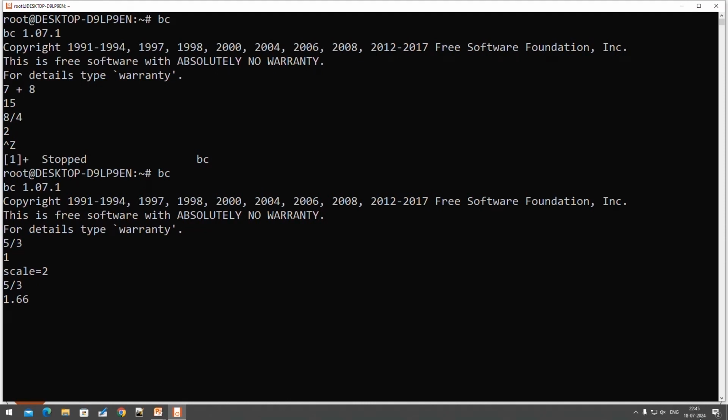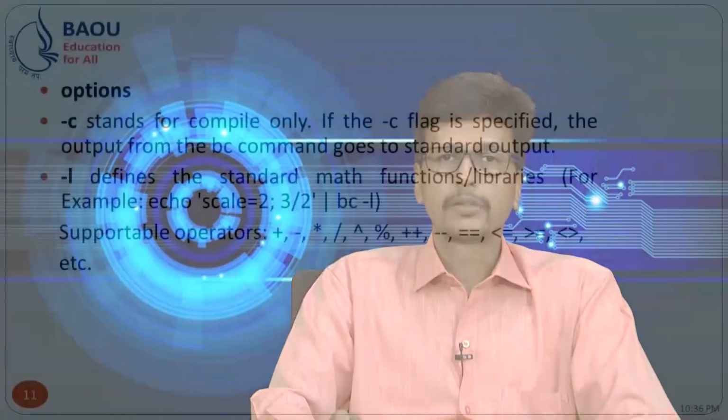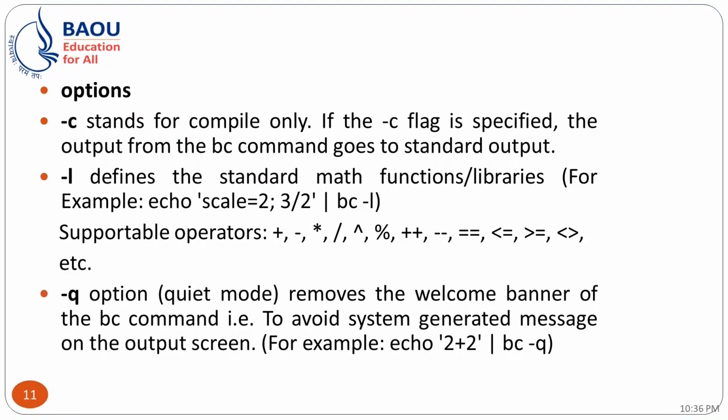Now suppose you don't want to use this command in the bc. In that case, you can merge this command with the echo command also, right? So you can see here on the screen, suppose you want to use that option scale, then you can use echo scale equal to 2. That is, after the decimal point you require 2 digits, and then whatever operation you want to perform, you can write. Then use the pipeline symbol, the bc command, and then a space and the -l option.